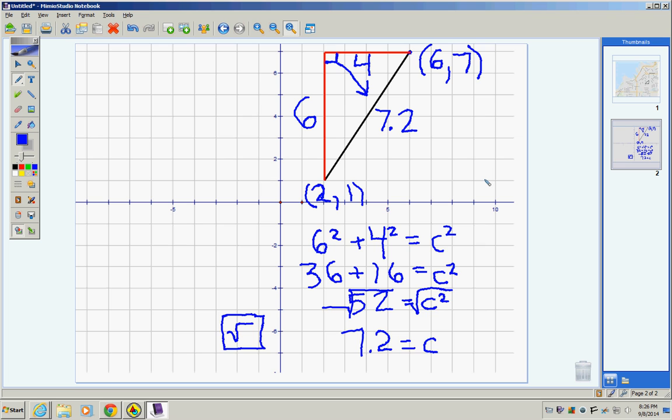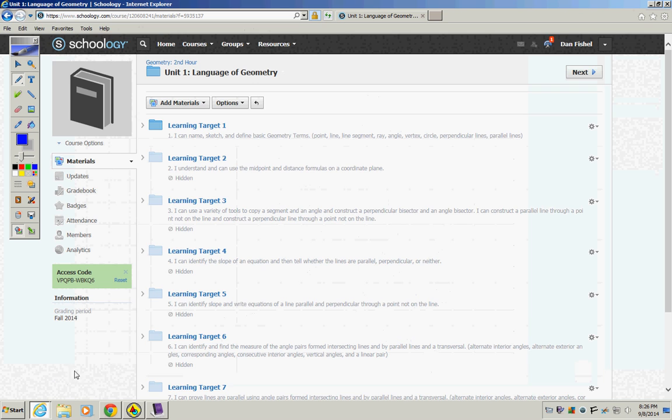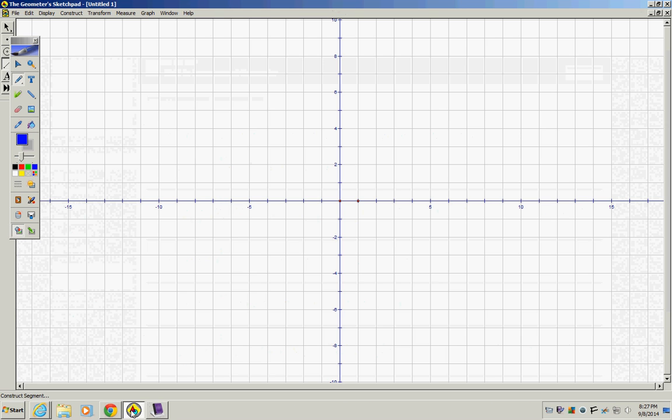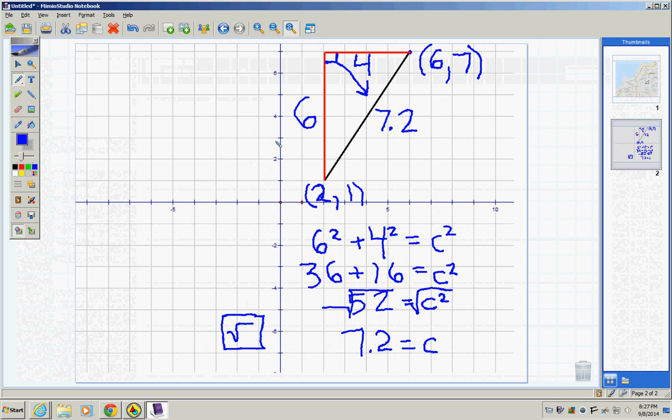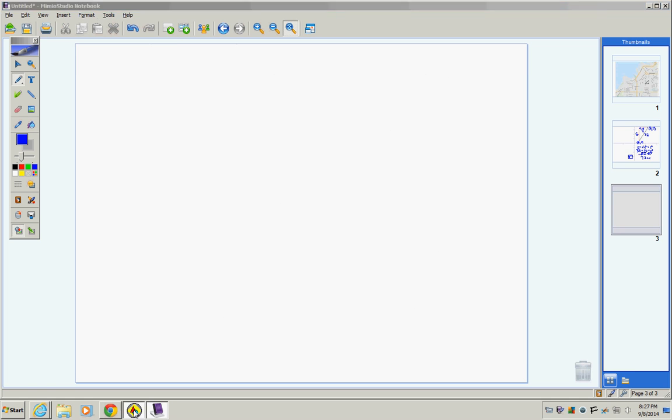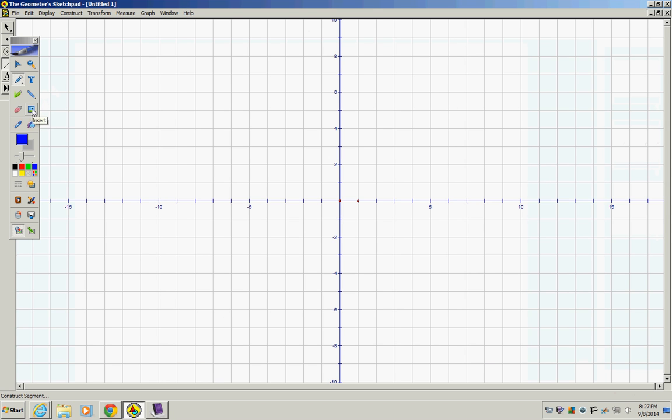Okay. Well, next we want to figure out, you notice that the learning target had 2 parts. Let's just go back to that learning target for a second. We want to understand how to use the midpoint distance formula. Well, we actually use the distance formula, actually a version of it as a Pythagorean theorem. But now we want to use the midpoint formula. So let's go try something else here. So let's make a new slide and another screen clipping here.